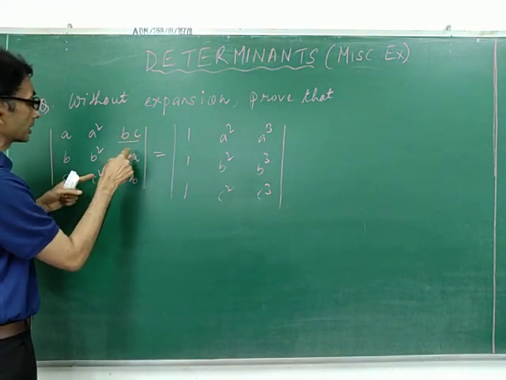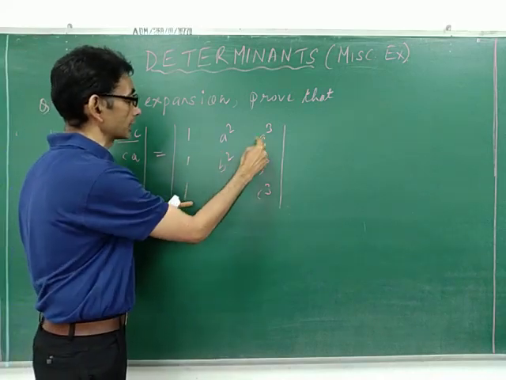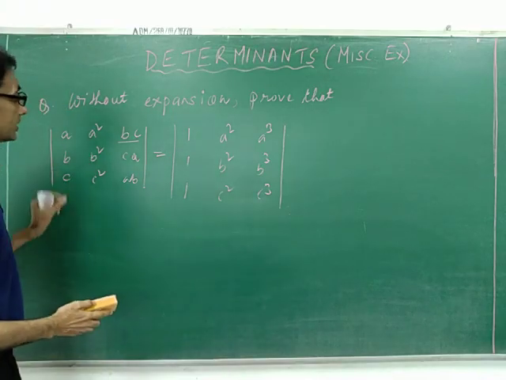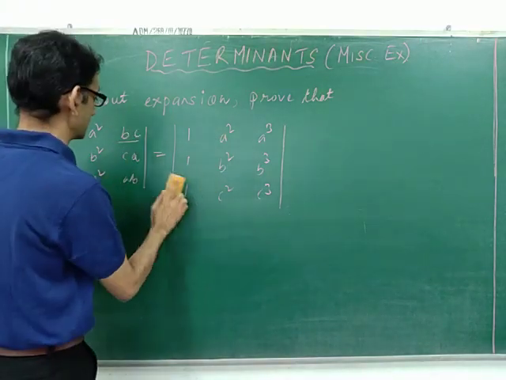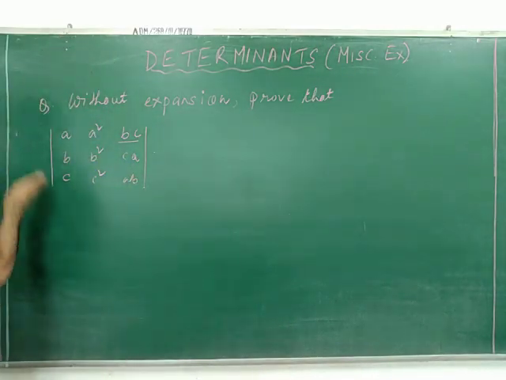ABC, A squared, B squared, C squared, BC, CA, AB is equal to 1, 1, 1, A squared, B squared, C squared, A cube, B cube, C cube. So we'll consider this one as the left hand determinant first, and we're going to prove this. Okay, what will be our step 1?